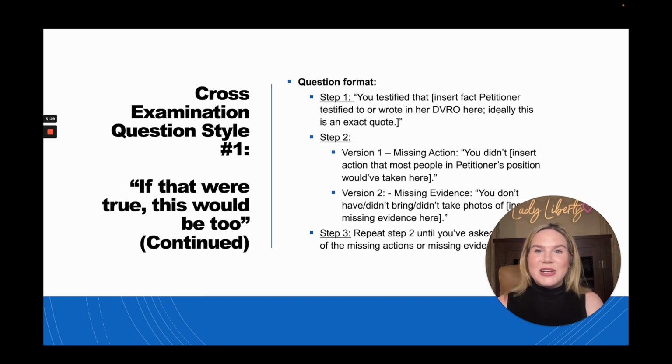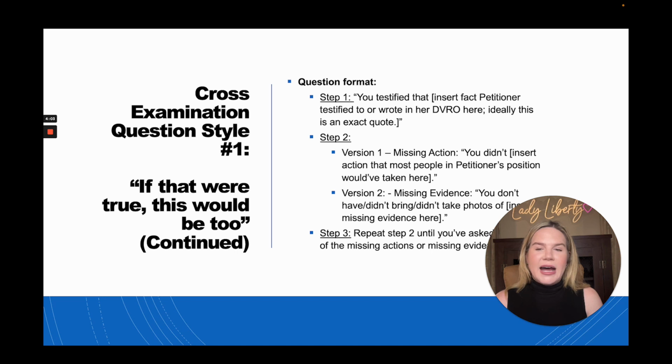You have an advantage because you can prepare in advance for this. So either it's exactly what she wrote in the DVRO, or an exact quote if there's something brand new at the hearing and you can write it down. You can paraphrase it if you can't write it down fast enough. But that's where you put it. So step 1, you testified that, and then insert the fact. And then step 2 is there are two different versions of this. The first one is missing action. So you didn't, and then whatever action, so call 911, for example. Version 2 is missing evidence.